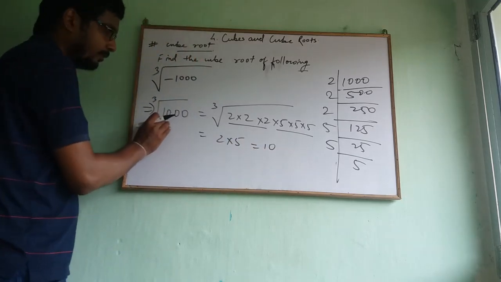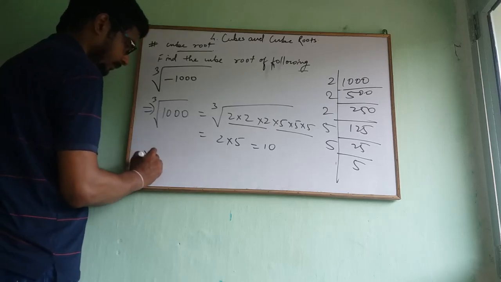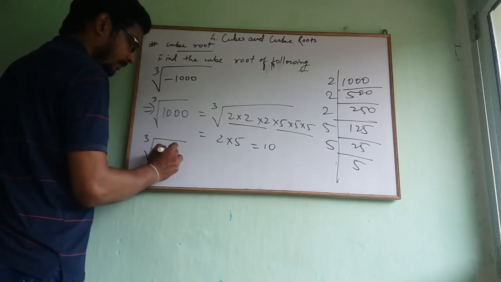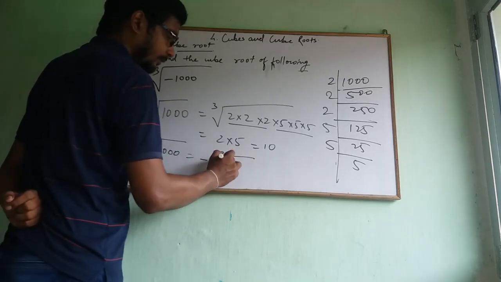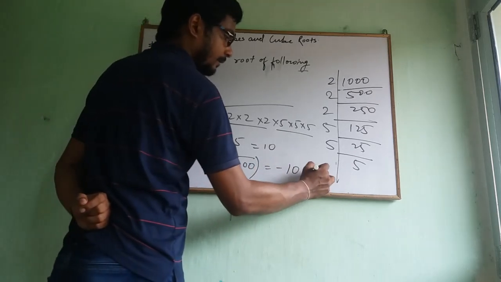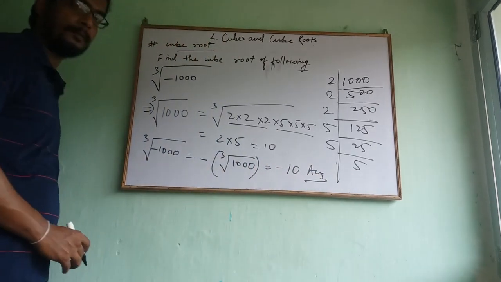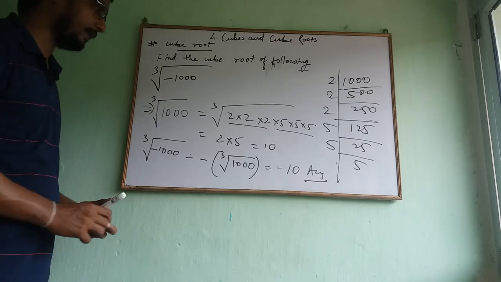So if the cube root of 1000 is 10, then the cube root of minus 1000 may be written as minus of the cube root of 1000, and that is equal to minus 10, and that is my answer. I hope that you have understood it. Let's take one more example.